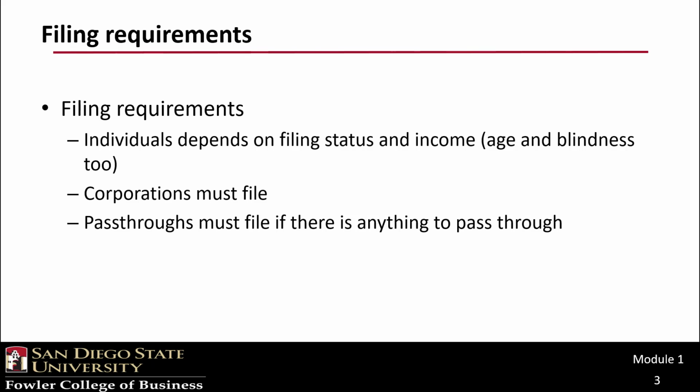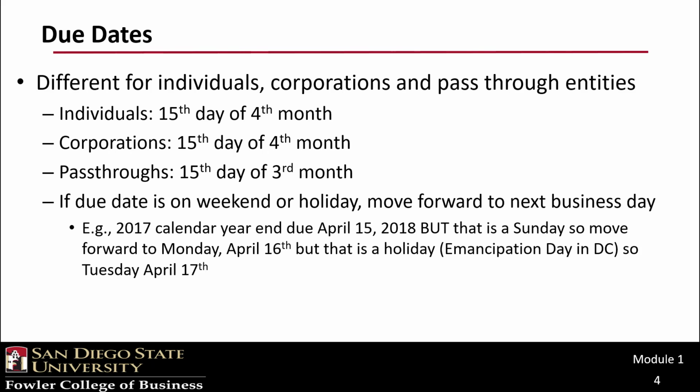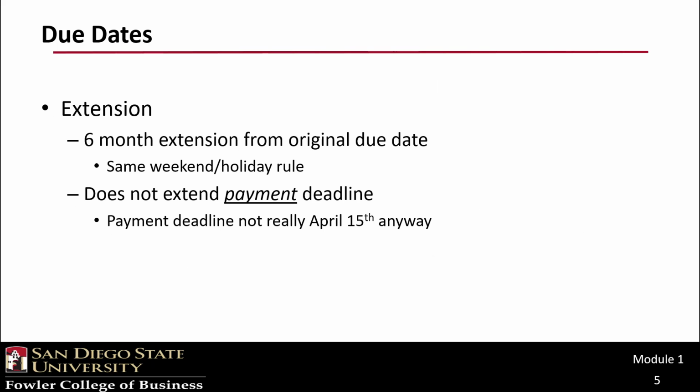Corporations do not have any such thresholds and generally are required to file a tax return for each year they exist. If there is any income to pass through, a pass-through entity such as a partnership or S corporation must file a tax return. Due dates vary. I'm not going to read these, but here they are. Taxpayers can extend a tax return for 6 months, but this does not extend the date for the payment of taxes. A fairly serious penalty starts to run for unpaid tax liabilities after the original due date of a tax return.